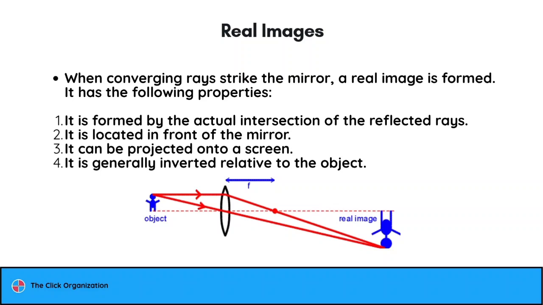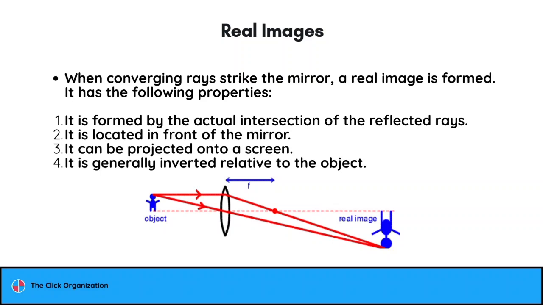First, it is formed by the actual intersection of the reflected rays. This means that the reflected rays themselves meet at the image location. The image is not just an illusion created by our eyes, the light is actually reaching that point. And second, it is located in front of the mirror. For a real image, the image forms on the same side of the mirror as the object.